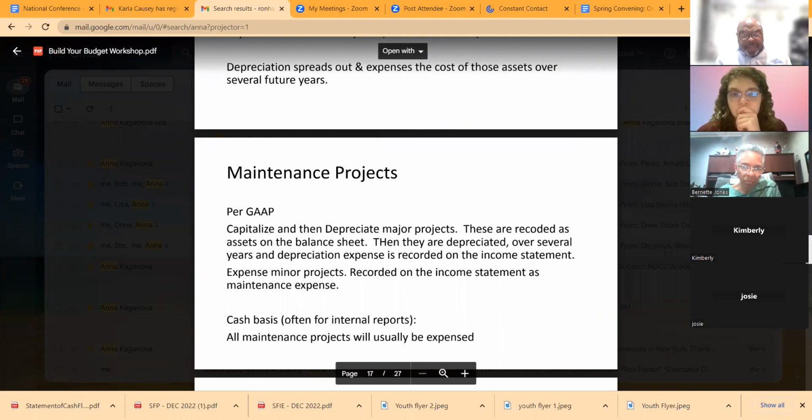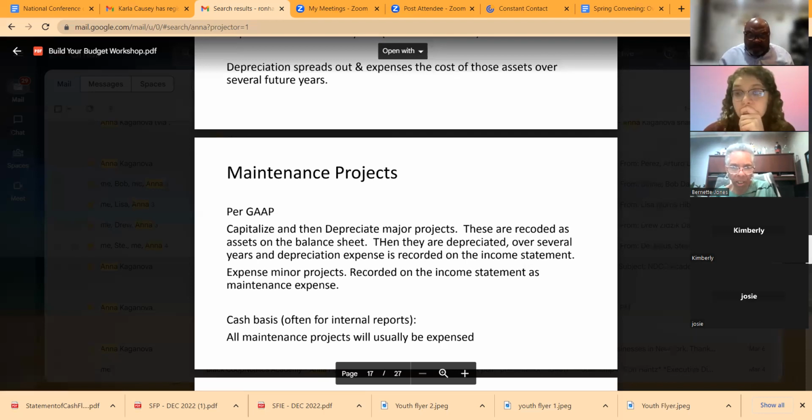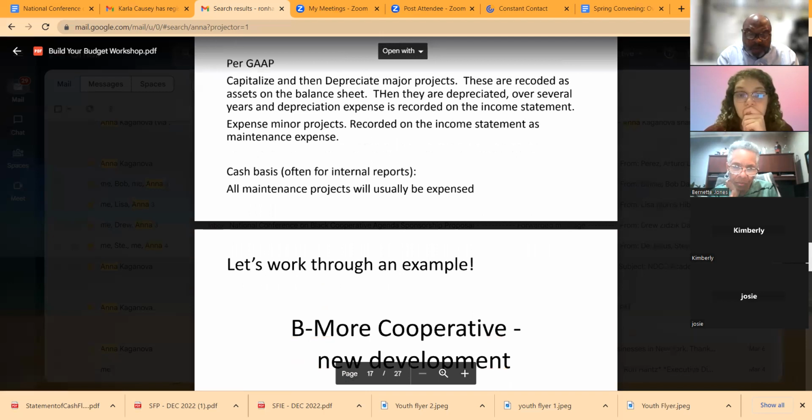I think roofing and capital replacement of furnaces and things of that nature are depreciated over time as well. But if it's a minor project, that is what I'm understanding. I'm trying to understand: you expense minor projects, you don't depreciate them. Yes. Okay.